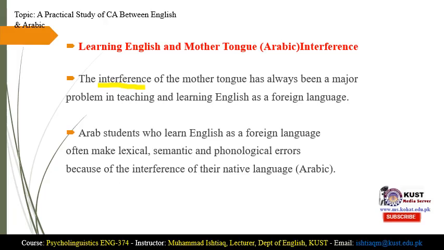They often make lexical, semantic, and phonological errors. Why? Arab students, when they learn English, make a variety of mistakes, including lexical, semantic, and phonological, because of the interference of their mother tongue, native tongue, that's Arabic. So it's very much clear. Arab students make a variety of mistakes. The mistakes are lexical, semantic, phonological. They make errors, and the errors are due to the interference of their native language, their native tongue, L1. What is their native tongue? What is their L1? It's Arabic. Let's move and study it one by one, in which areas the interference is actually caused.